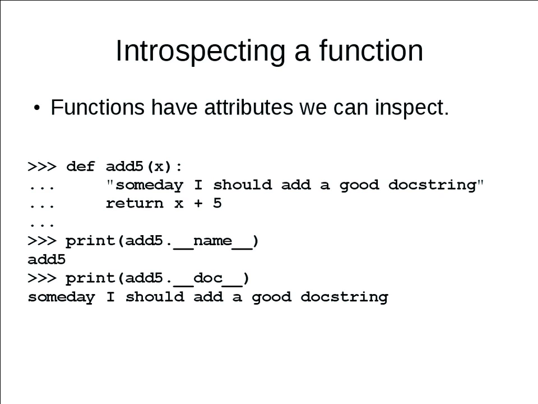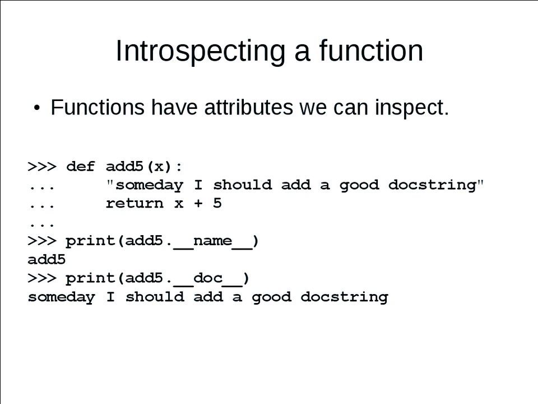So when we do def, it builds a function object for us, and one of the things it does is it sets up this underscore underscore name underscore underscore member variable. And since it's hard to say underscore underscore so much, we're just going to call this dunder name. So dunder name gets set up to add5 by def. And dunder doc gets set up to the doc string that we provided. And here you can see we're printing them, we're introspecting them.